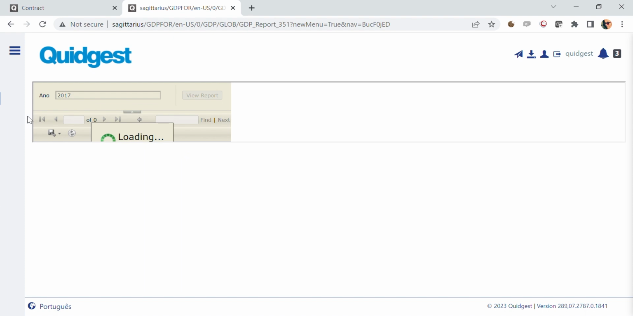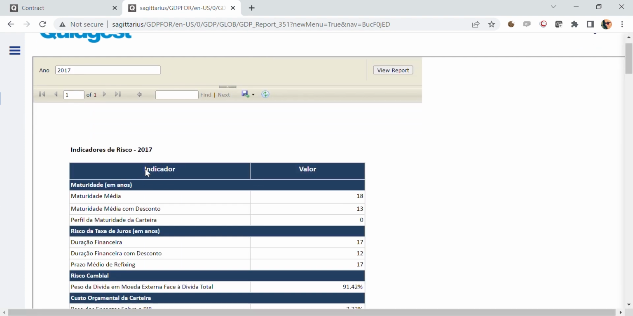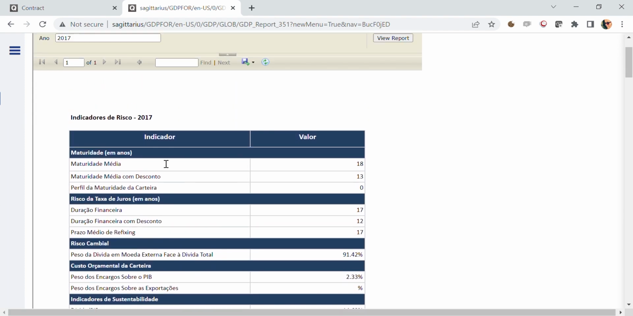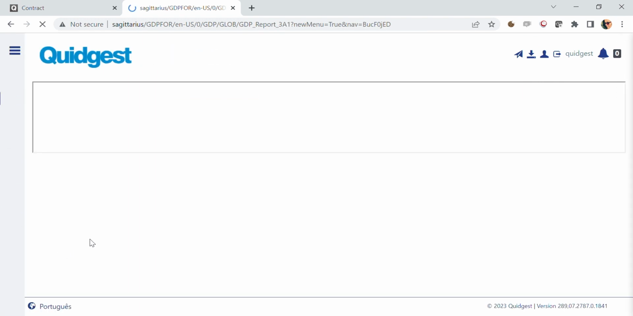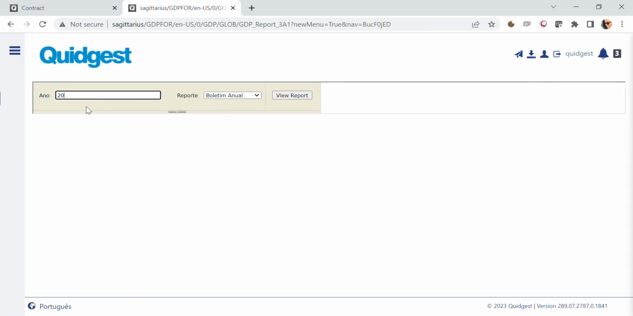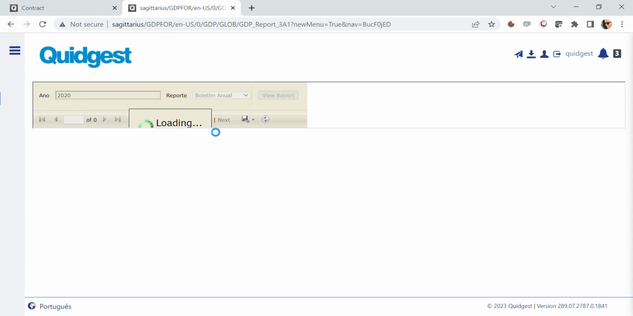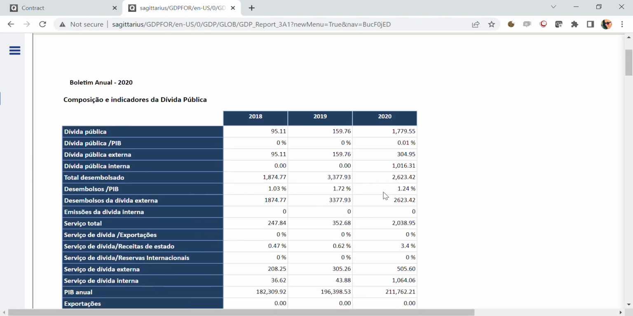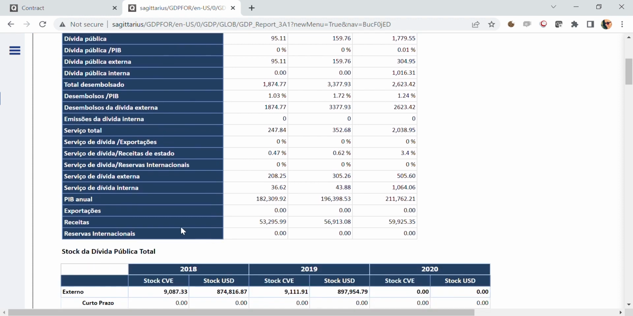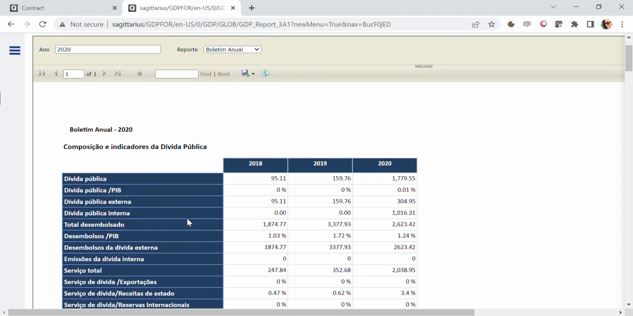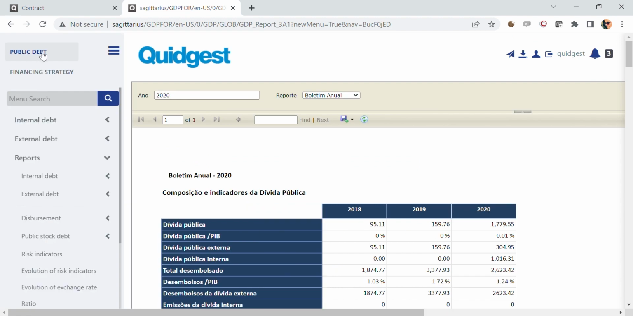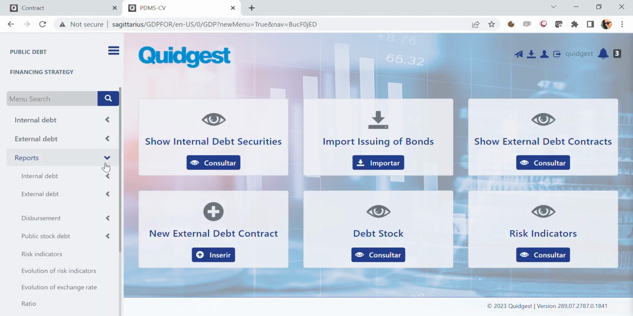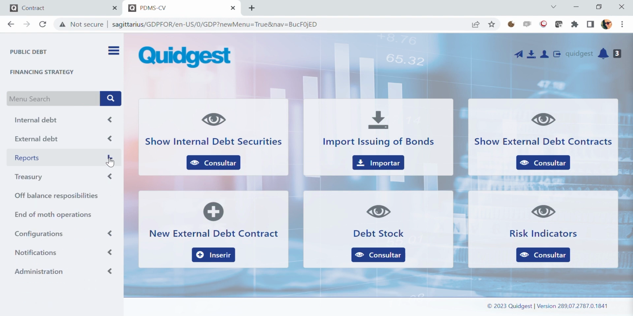You can check them by year. So we have the information about the risk, and also it's possible to have annual bulletin information. Here we have defined this information. It's also adjustable and configurable, and you can have all the information necessary for the public information.